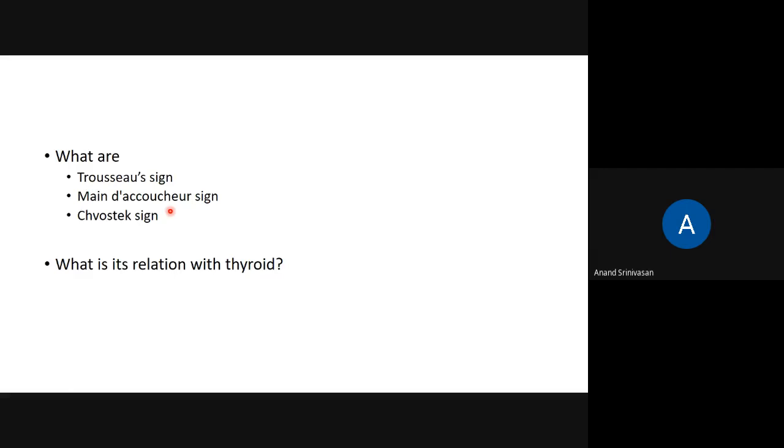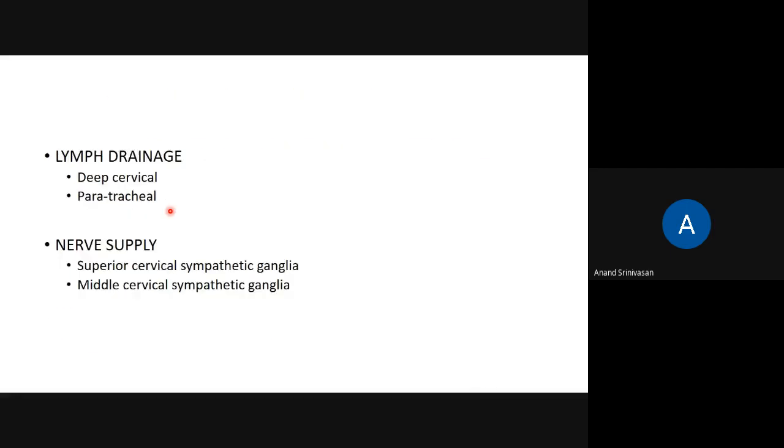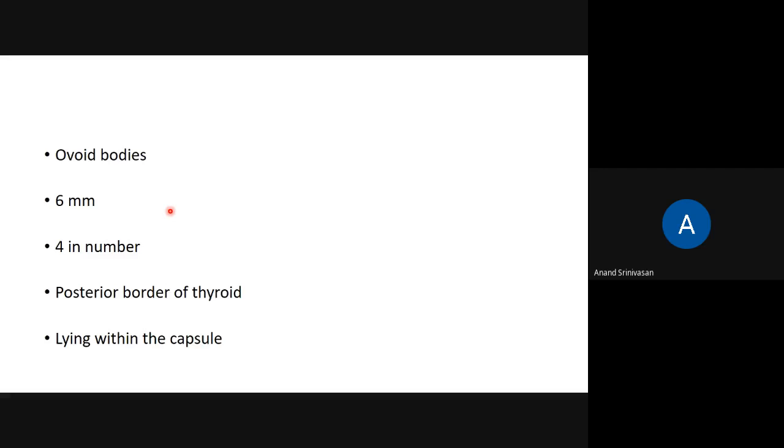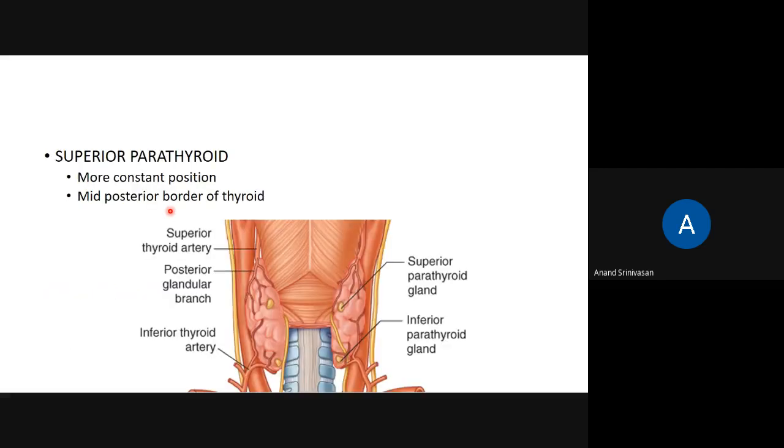Now, as I said earlier, in this post-thyroidectomy person, the parathyroid hormone levels are low because the parathyroids were removed accidentally. Suppose I want to save the parathyroid gland, how does the surgeon save it? Here you can see the parathyroid glands: the superior parathyroid glands are usually more constant in position.